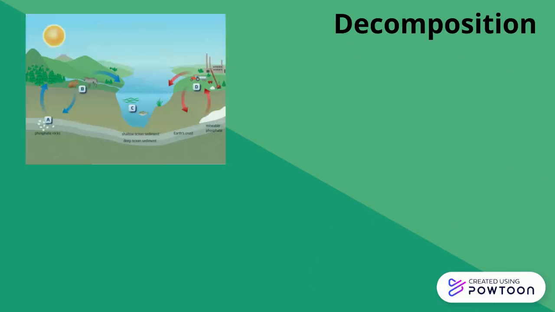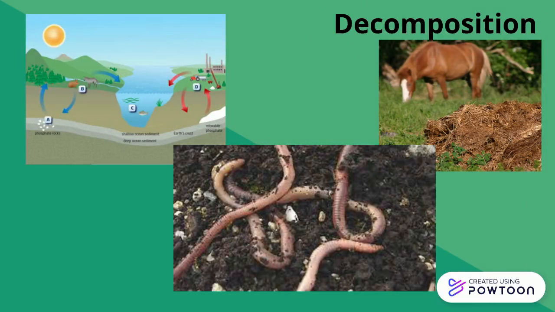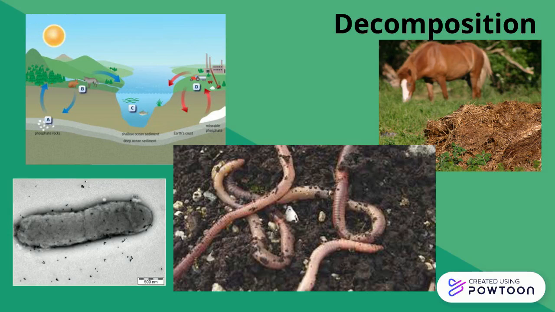The third step is decomposition. This is where the phosphorus is returned to the environment. Animals release waste and decomposers can use the phosphorus in the waste materials. So when plants and animals die, the organic phosphorus is converted into inorganic phosphorus by bacteria. This is a process called mineralization.